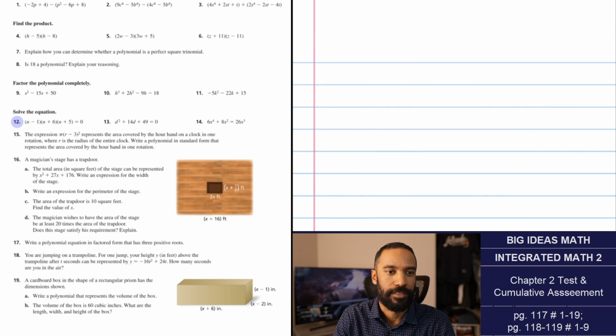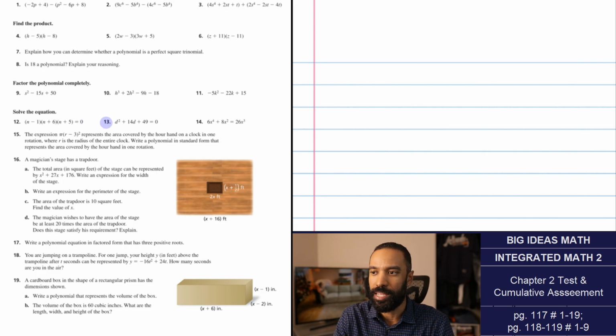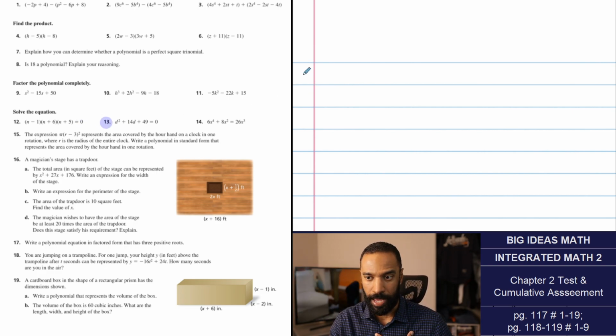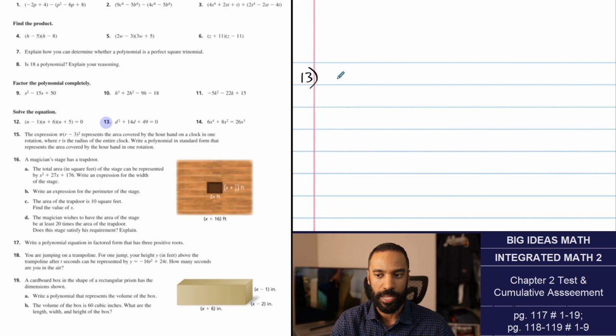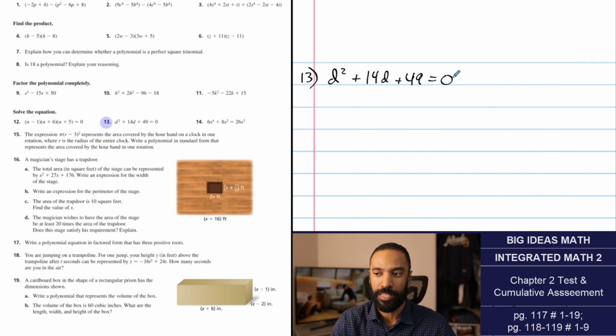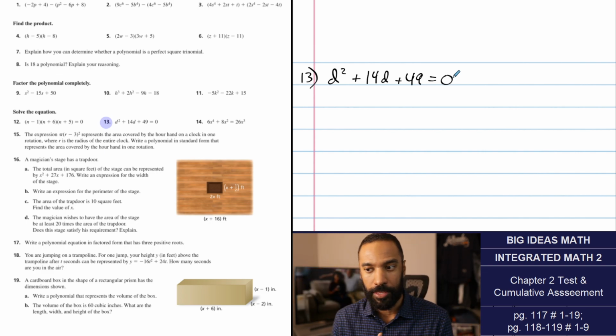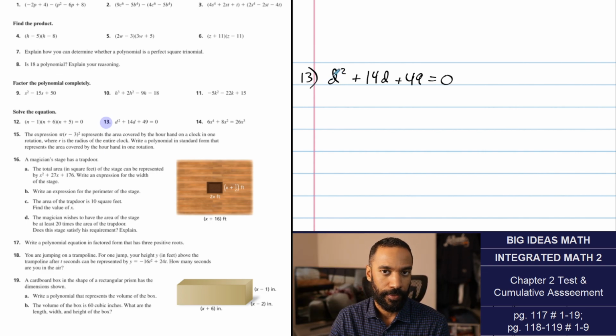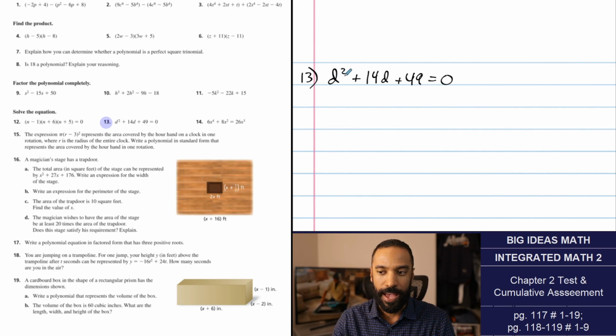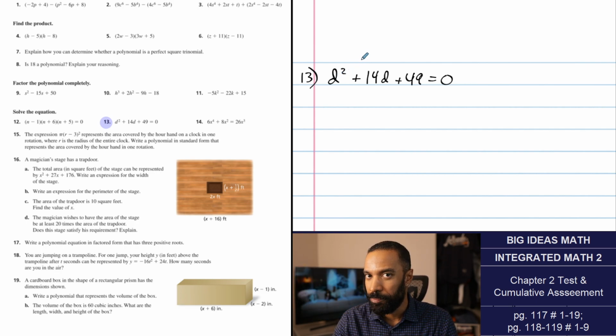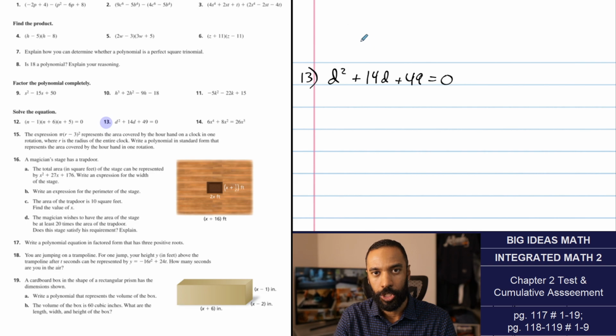Number 13. We have d squared plus 14d plus 49 equals 0. Now, I recognize something about this, and I'm going to call its attention. However, you can do this in more than one way. First of all, we do need to factor this to solve, at least in the scope. Until you hit chapter 4, you don't know other methods of solving. I would still solve by factoring regardless. But this is factorable. Not only is it factorable, it is also a perfect square trinomial.